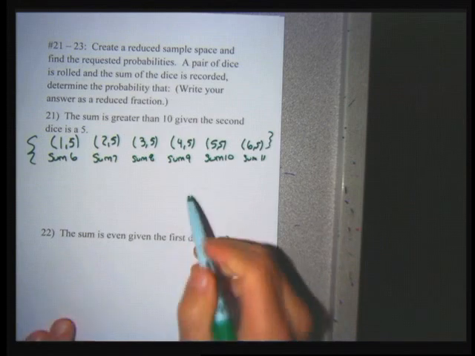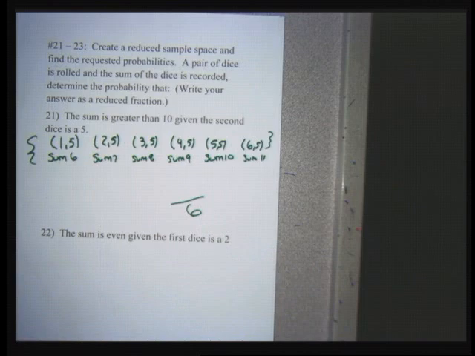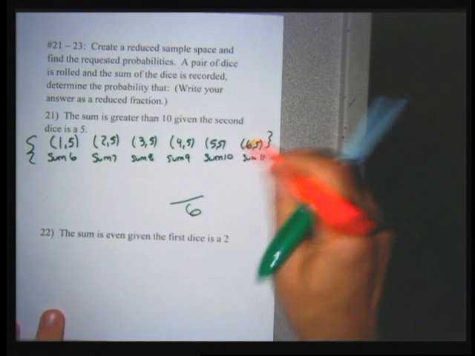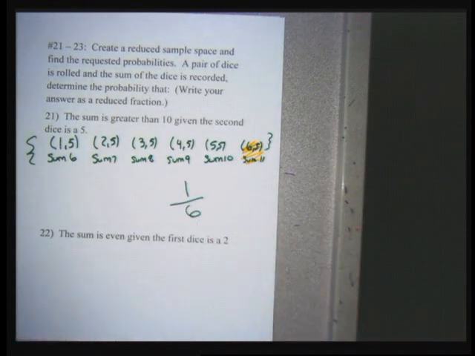The denominator of this answer has to be 6 because there's 6 items in the sample space that relate to this problem. The numerator needs to be the number of items in the sample space that fit the criteria that the sum is greater than 10. And that's only one. That's the only item in the sample space that has a sum bigger than 10, because 10 is not bigger than 10.